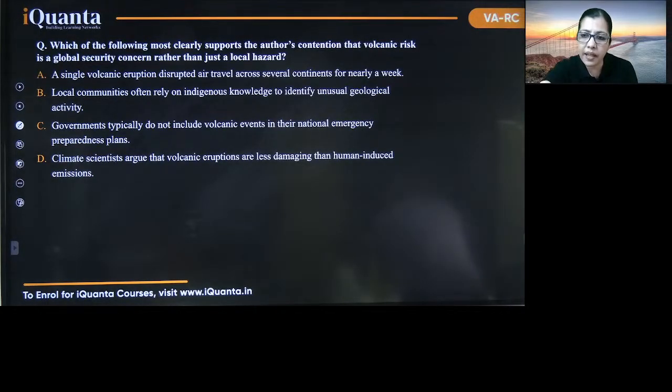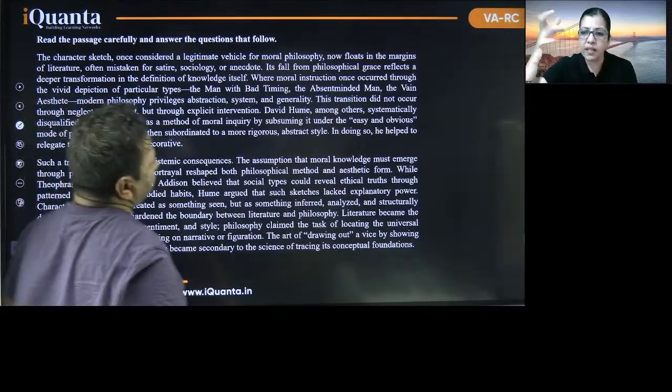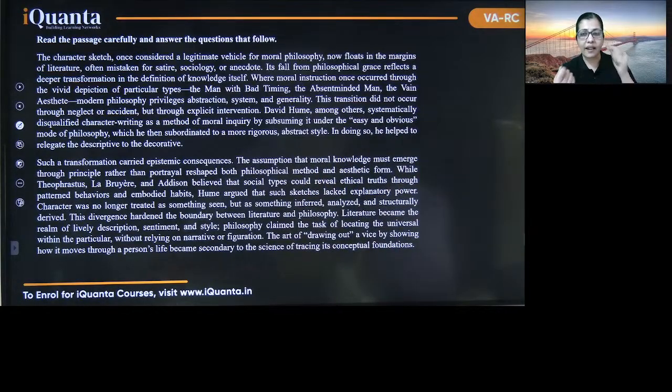efforts. ठीक है, then I'm taking you over to RC3. RC3 was a मजेदार topic. It was something on character sketch. What is character sketch? Character sketch मतलब you're writing about somebody's characteristics, somebody's traits. तो character sketch को इस passage में they demoted. They said character sketch these days is not as important as showing ideology, showing something.